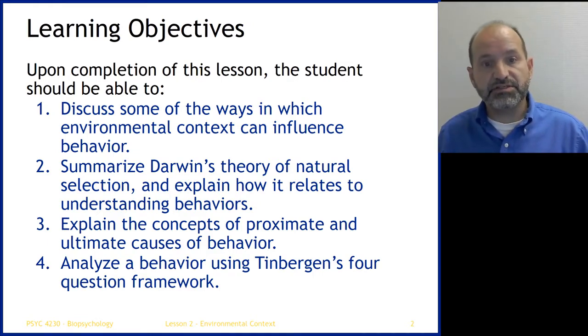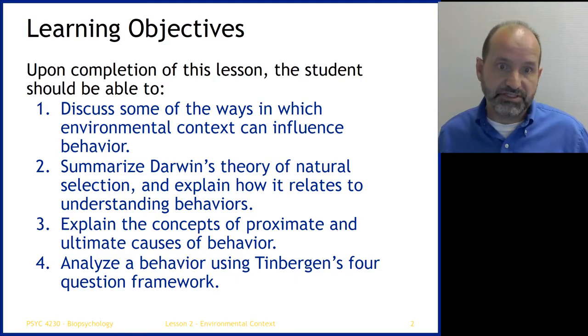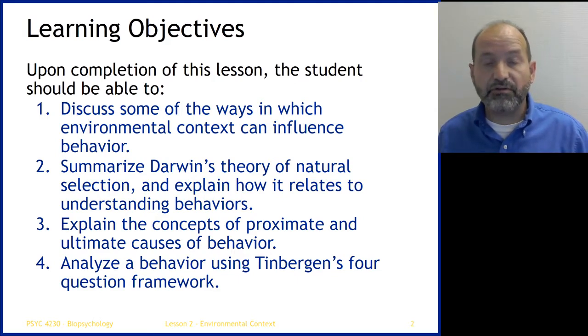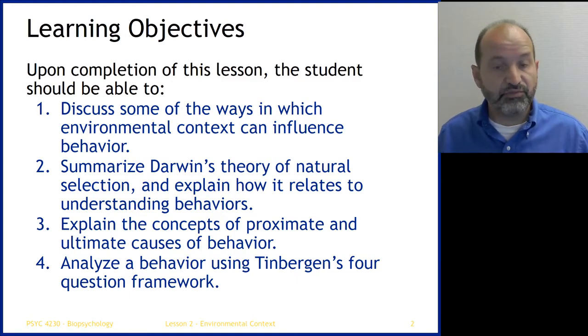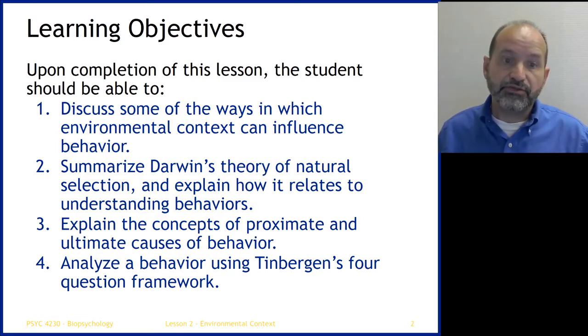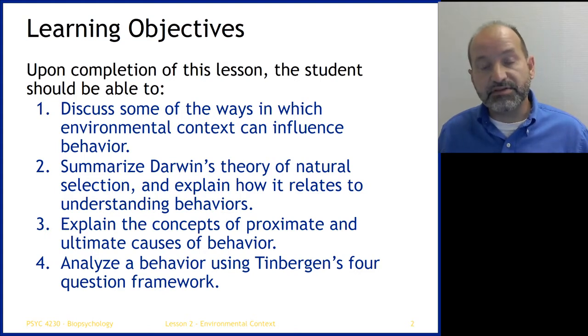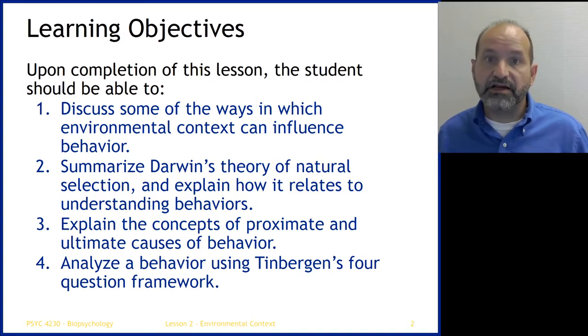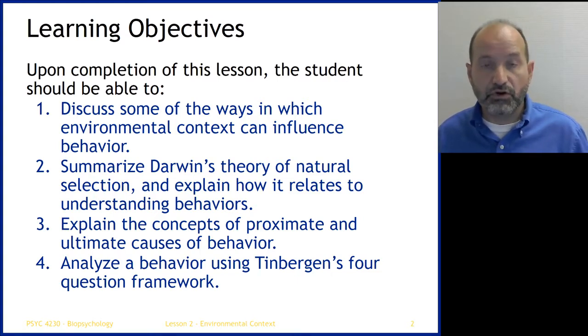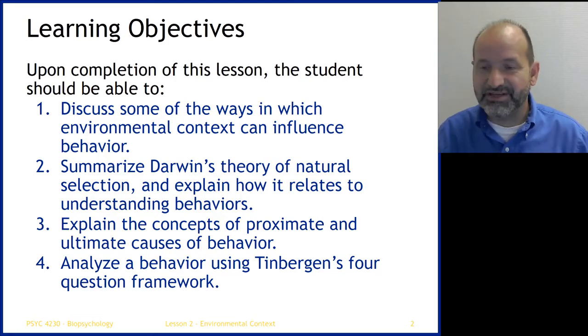Second, you're going to be able to summarize Darwin's theory of natural selection and explain how it relates to understanding behaviors. You've probably thought about natural selection previously in terms of physiological elements, but we're going to think about it in terms of behaviors. Third, explain the concepts of proximate and ultimate causes of behavior. And related to that, be able to analyze a behavior using Tinbergen's 4-question framework. That may not make sense to you right now, but by the time you're done with the lesson, that will make sense.